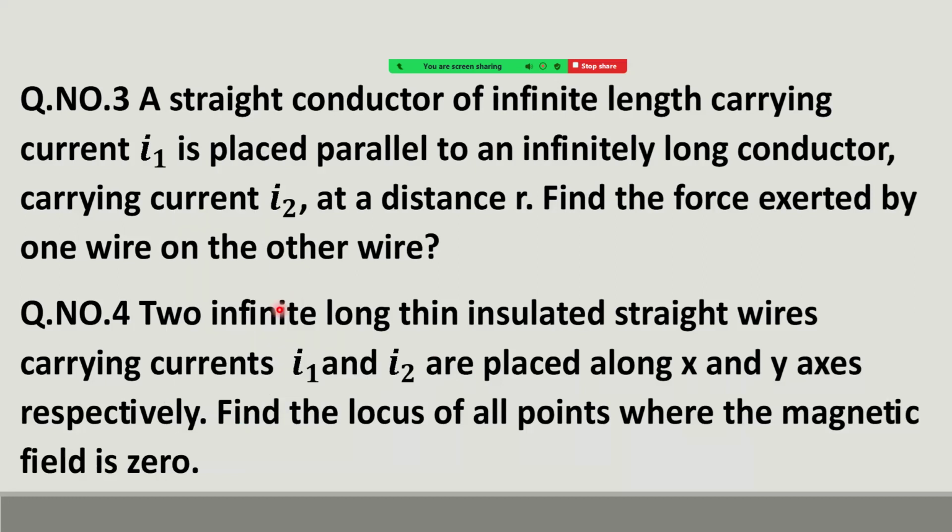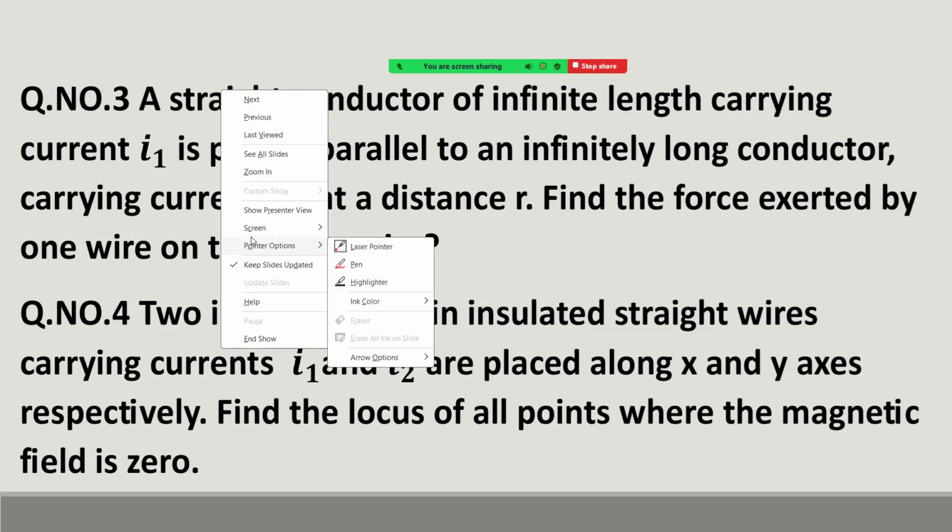Right, see the question given. Two infinitely long thin insulated straight wires carrying currents I1 and I2 are placed along the X and Y axis respectively. Find the locus of all points where the magnetic field is zero. Okay. So where the net magnetic field is zero, that point is called a null point. Given here, I1 is the current carrying wire along the X axis, and I2 is the current along the Y axis. So we have to find the locus of all points where the magnetic field is zero. Let us see carefully.